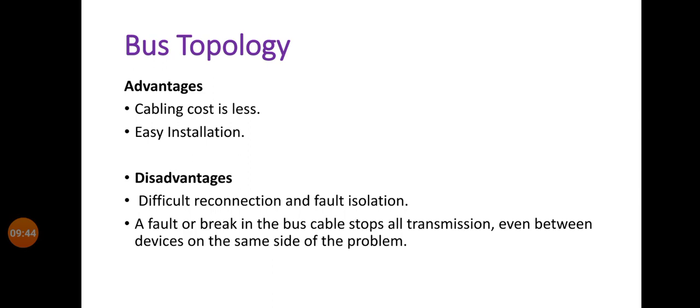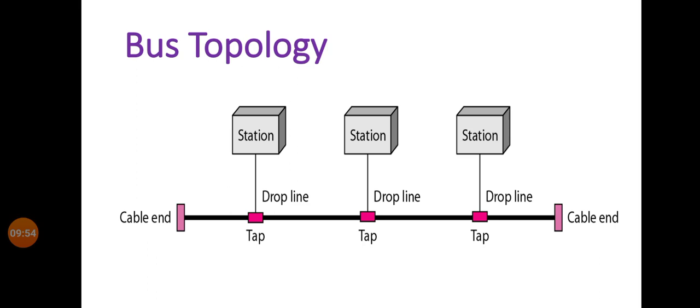Then the disadvantages of bus topology. The first disadvantage is difficult reconnection and fault isolation. Difficult reconnection means, if anything happens to an already connected station, then it is difficult to reconnect that station to the main cable, because to reconnect again we have to puncture the main cable, and that puncturing may fail or may damage the entire main cable. So it is difficult to reconnect.